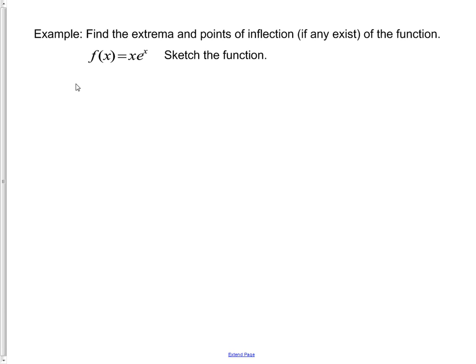Okay, so our last example right here is to find the extrema and points of inflection, if any exist, of our function f of x equals x times e to the x. And we're going to sketch this function.